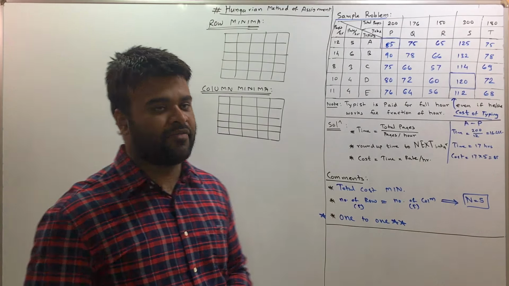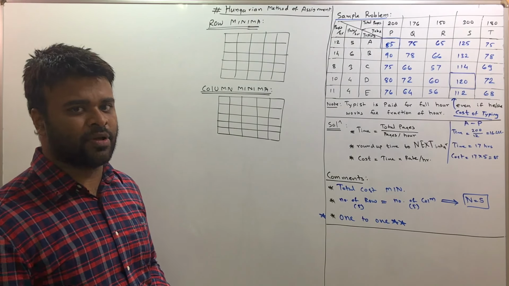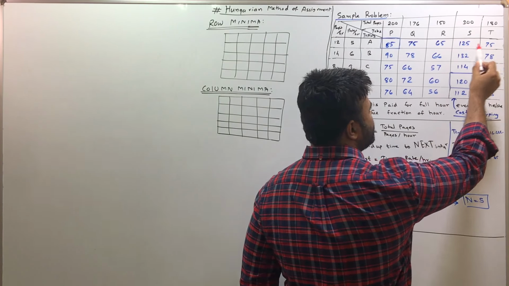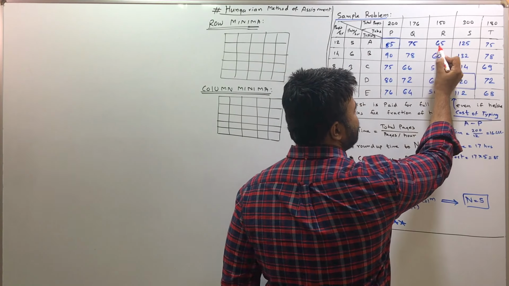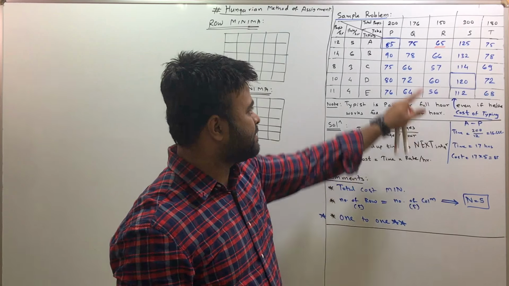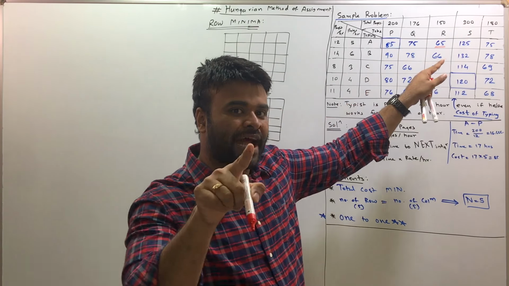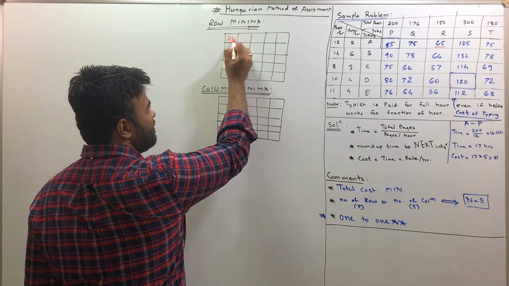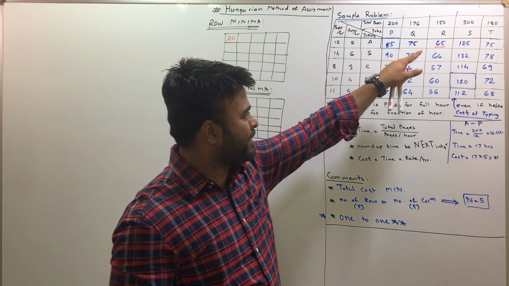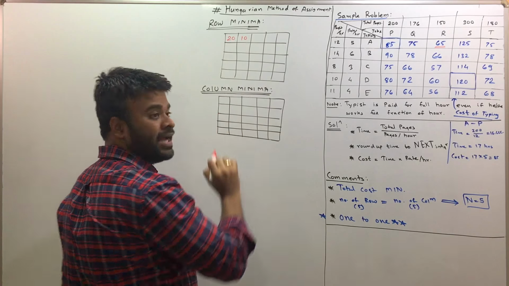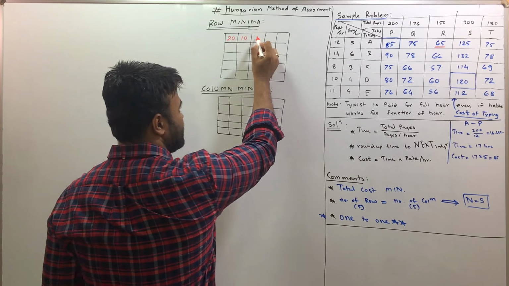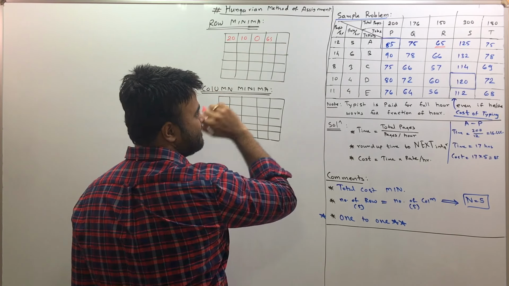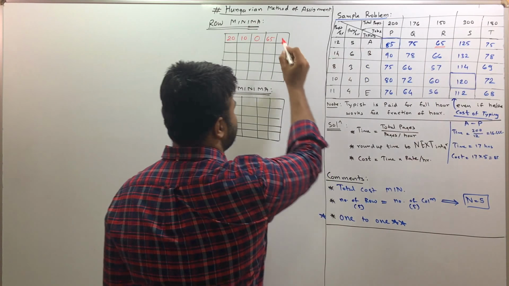Okay, so step 1 of the Hungarian method is row minima. Now let me explain how the row minimization works. What you do is, from the first row, choose the smallest value of the row, which is 65, and subtract the smallest number from every number of that row. So you do 85 minus 65, that gives you 20. 75 minus 65 is 10. Then 65 minus 65 is 0. Then 125 minus 65 is 60. And 75 minus 65 is 10.